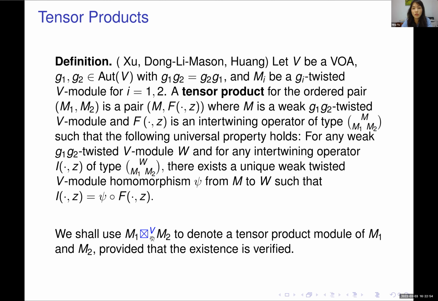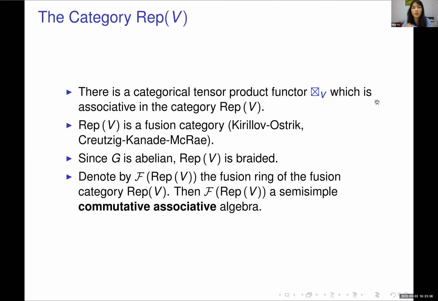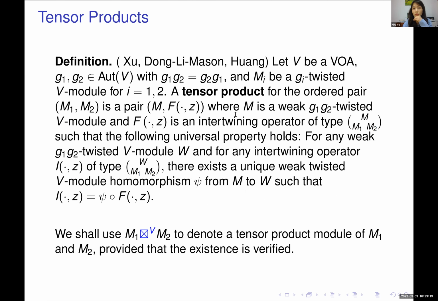And we are going to use this notation to denote the tensor product in the sense of VOA. So we use the superscript here to denote the tensor product in the sense of VOA. And I think in the previous slide, we used the subscript to denote the tensor product in the sense of category. And in the sense of category, this is associative already. But from the definition of the tensor product of this one, we don't know whether this is associative.